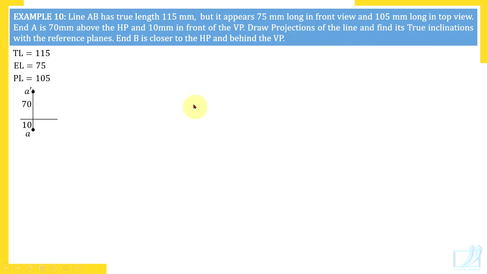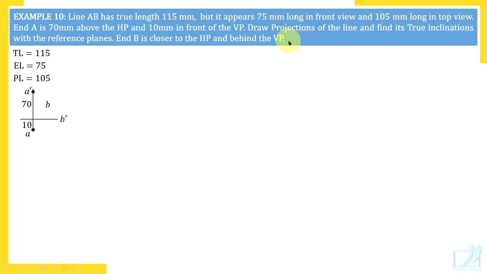Draw projections of the line and find its true inclinations with the reference planes. End B is closer to the HP and behind VP. So information about end B is given in this manner. It is closer to HP. Which view gives details with respect to HP? Front view. So end B is closer to HP. It means B dash must be closer to XY line. It can be above the XY line, it can be below the XY line. That depends. When we complete the drawing, we'll come to know about that. But what is very important, B dash must be closer to XY line.